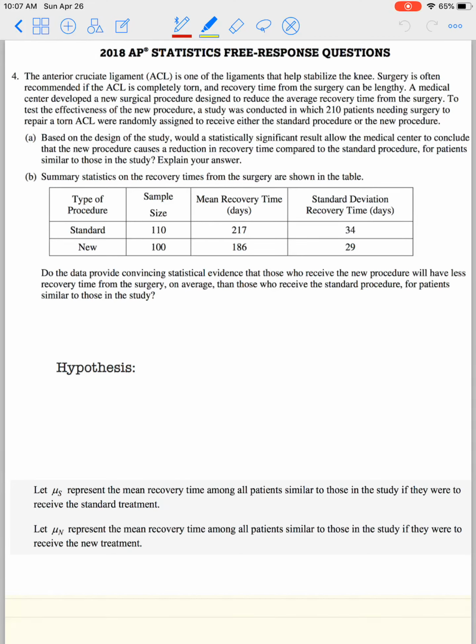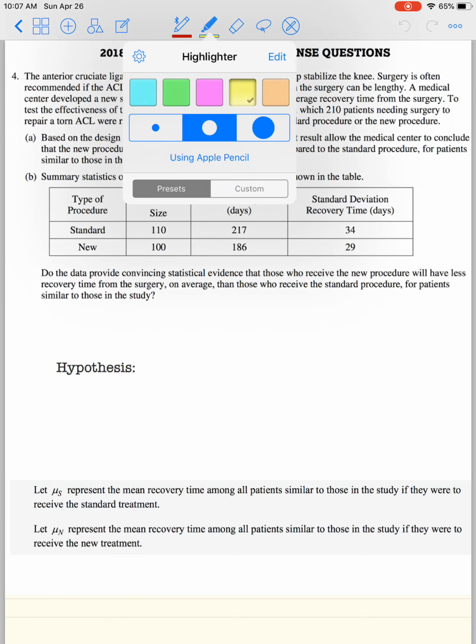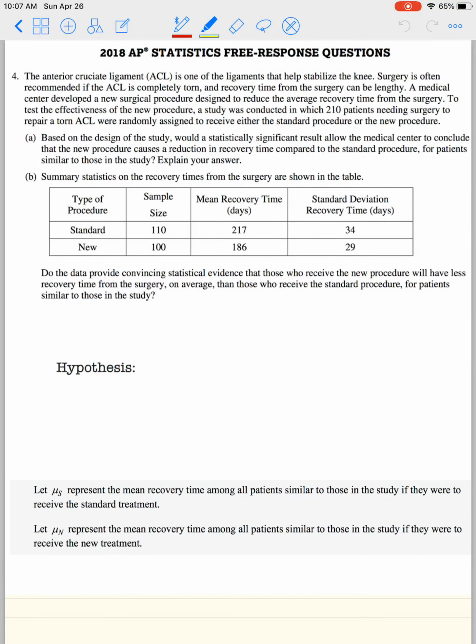Hey guys, in this video we're going to discuss a two-sample t-test hypothesis test. So the anterior cruciate ligament, or the ACL, is one of the ligaments that helps stabilize the knees. Now we're going to go through this really quickly. I hope everyone read it already, but basically you need surgery and there's going to be recovery time.